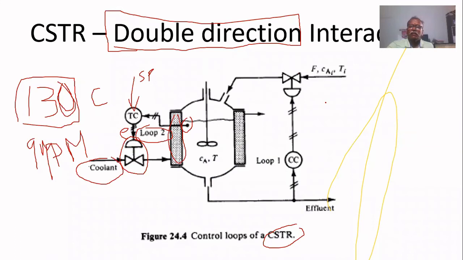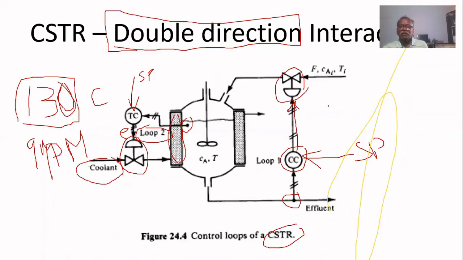Another one is concentration control, the composition controller. In that composition controller, composition is measured here. A set point is given to that composition controller. If any deviation is there, this valve will be regulated. Here, you can notice the double direction interaction.